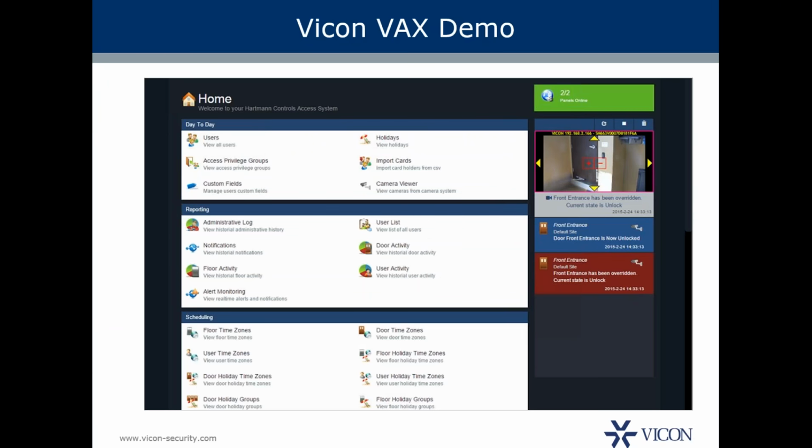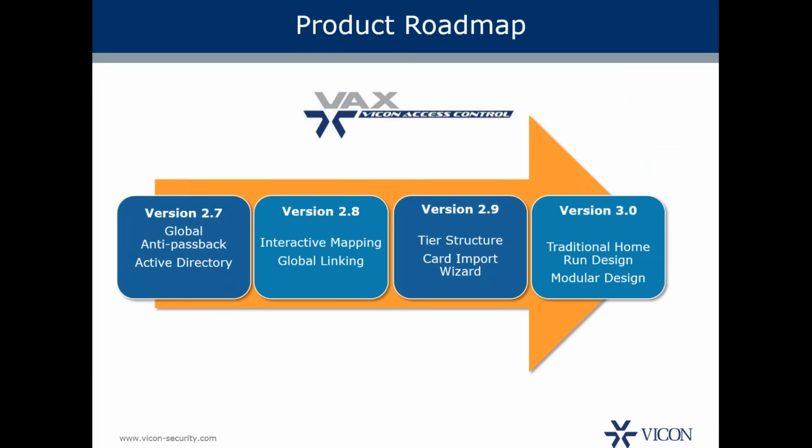As promised, just a very high-level product roadmap. We thank you very much for walking through that. Again, we all have this demo kit, so if you want more granular detail, we can come to you as well to do so. But again, high-level look here at the product roadmap. We are at 2.7 right now, where we added global anti-passback. We have Active Directory. Version 2.8, the one that's coming out next, is going to be a very large release for Vicon. We'll have interactive mapping added, and we'll also have global linking.